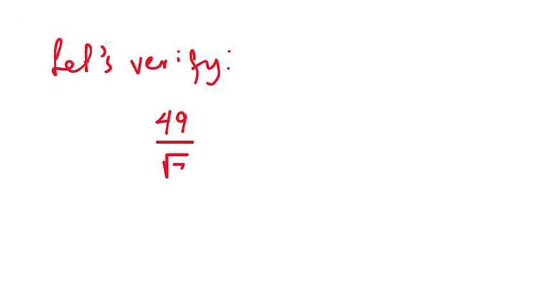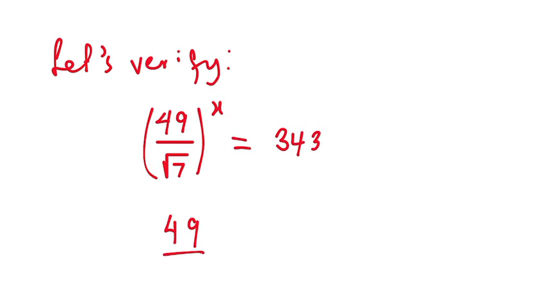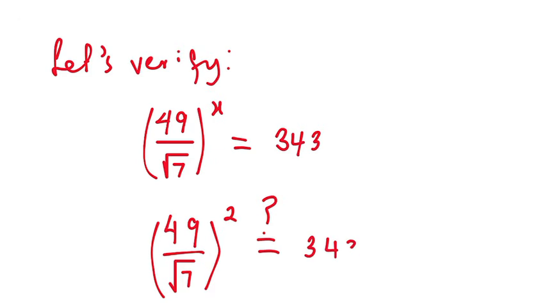So let's verify. To verify, we have the equation (49 divided by square root of 7) to the power of x equals 343. Now, when x equals 2, will this give us 343?